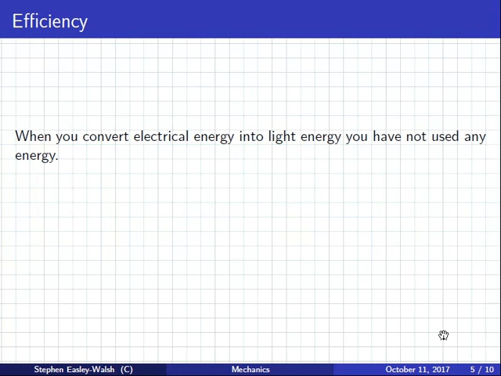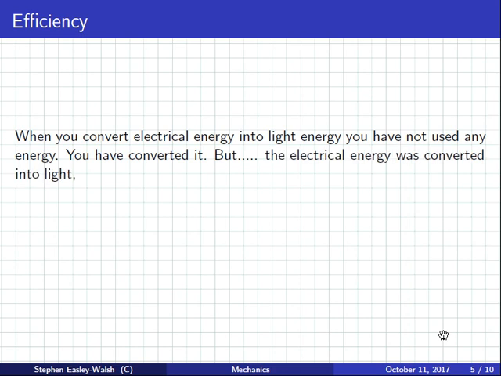Right, so when you convert electrical energy into light energy, you've not used up any energy. You've just converted it. So for example, the electrical energy becomes light. You don't make the energy, you just change the electrical energy into light. But the electrical energy was not only converted into light, which is what you want, but it was also converted into heat, which you don't want.